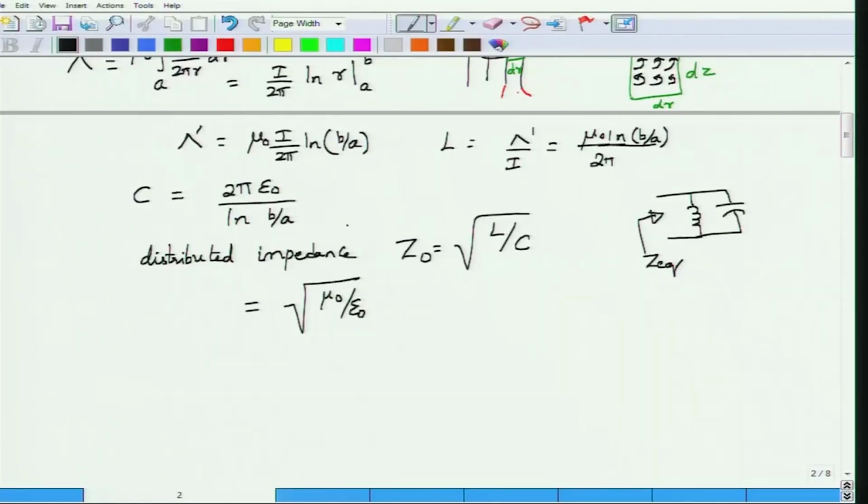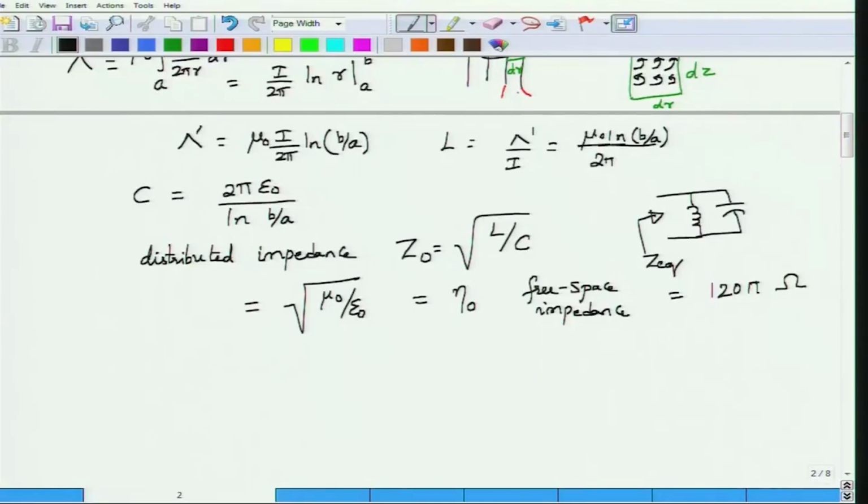You can see that the log B by A factors cancel out, 2 pi factors also cancel out, and in the numerator you are left with mu 0, in the denominator you are left with epsilon 0. This value of square root of mu 0 by epsilon 0 actually has a special denotion. We denote this one specifically with some quantity eta 0 or eta, and we call this the free space impedance.